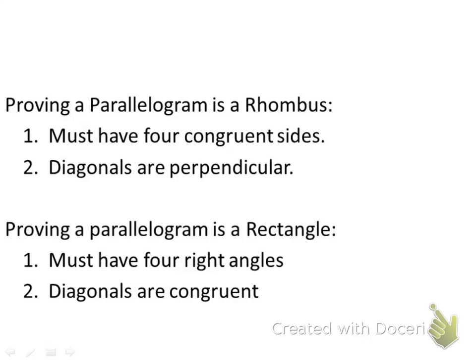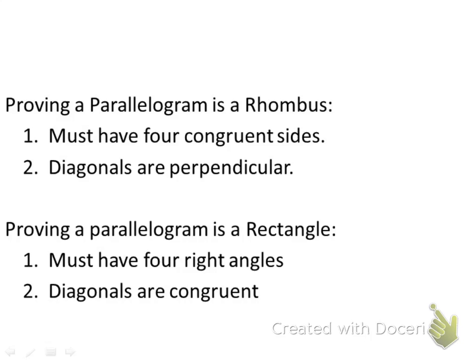And then to prove something is a rectangle, you would look at the angles. If the four angles are all right angles, or if the diagonals are congruent, those are ways to prove it's a rectangle. Now, what happens if it's a rhombus and a rectangle at the same time?